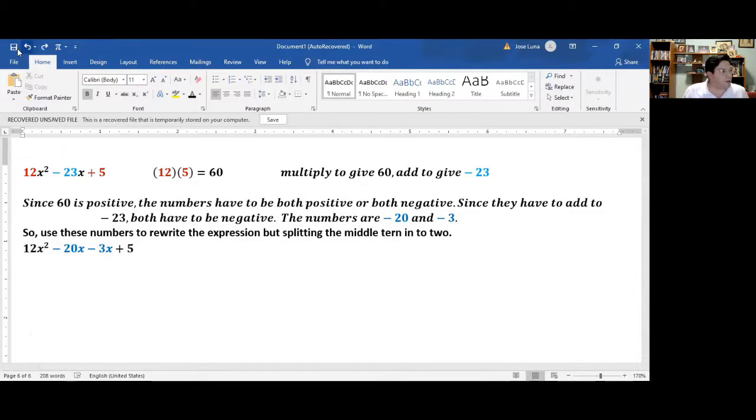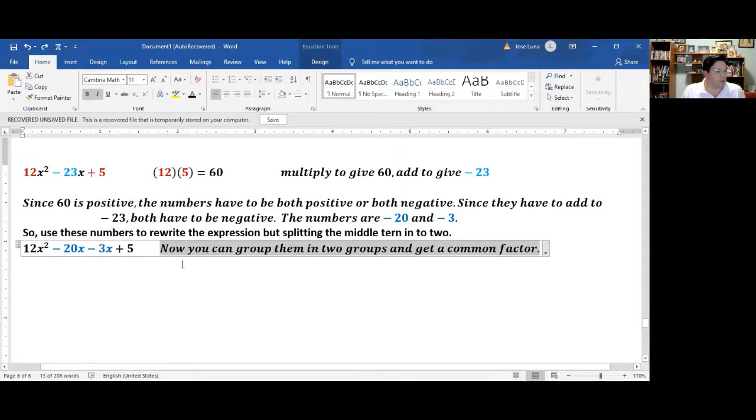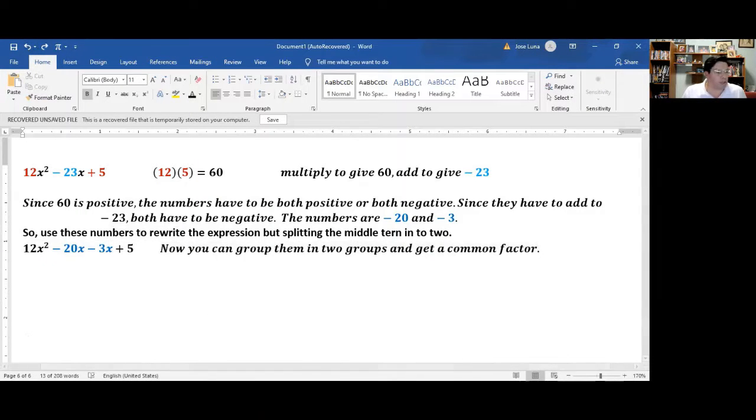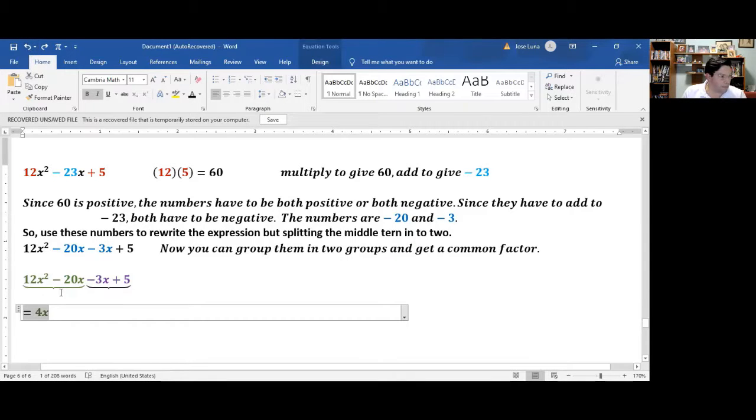And so what we're going to do is group these 4 terms in 2 groups of 2 to get a common factor. These first 2 and then these 2. Just like this. The first 2 and the next 2. And we have to get a common factor in each group. What do 12x squared and negative 20x have in common? What's the common factor? Well, they are both divisible by 4 and they both have an x. So the common factor is 4x.